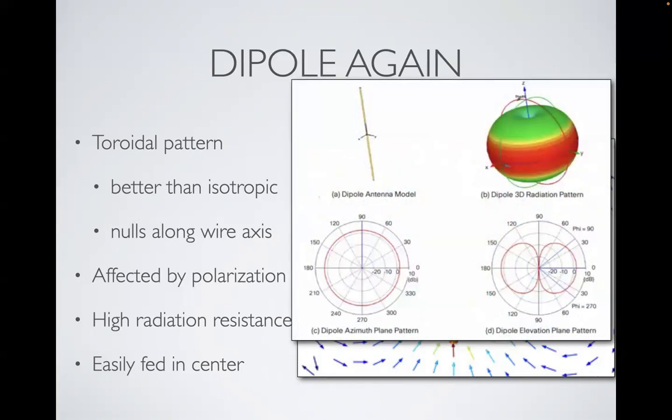And this is what it looks like sliced in the different planes. You can see the vertical slice on the bottom right, and you can see the horizontal slice on the bottom left. And you can see that this, for a vertical dipole, is very symmetric in azimuth. And then the elevation pattern is just like the donut, just sliced.